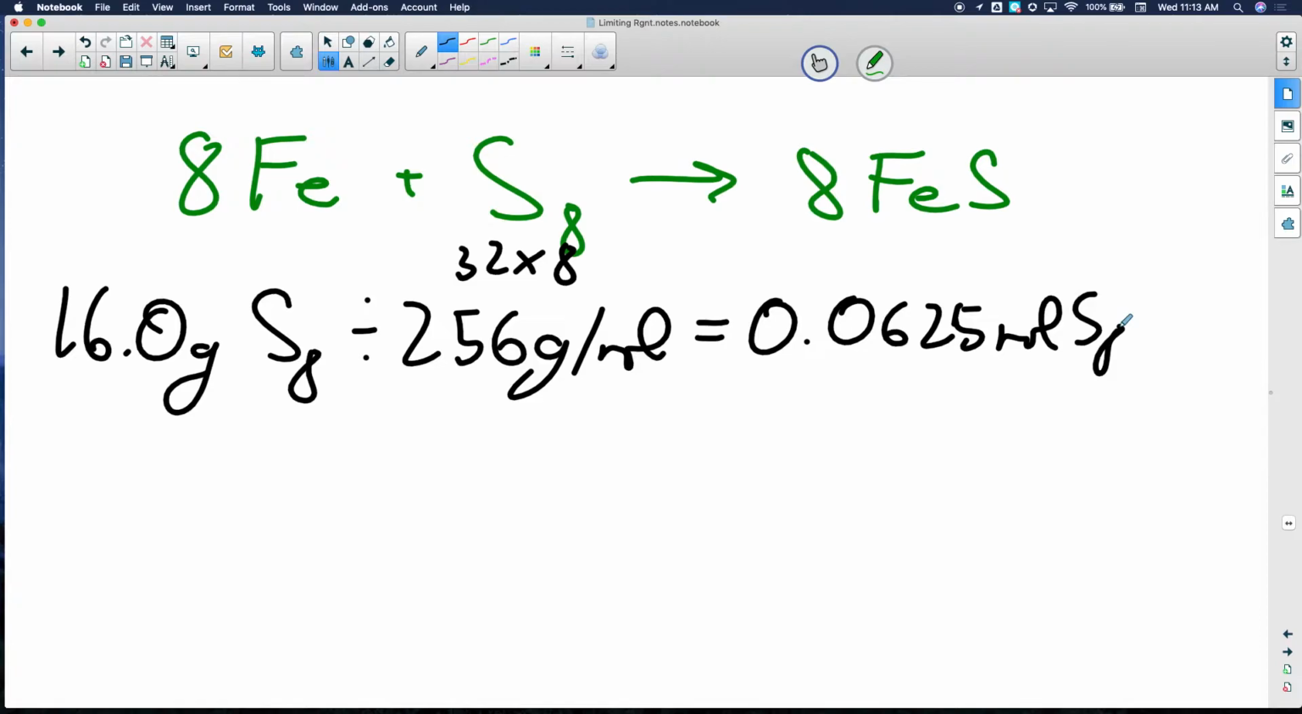And now MK is excited to do some stoichiometry. Okay, so we're going to turn that into what? What do they ask us for in the problem, MK? The mass of iron. So what chemical is going to go on the top?